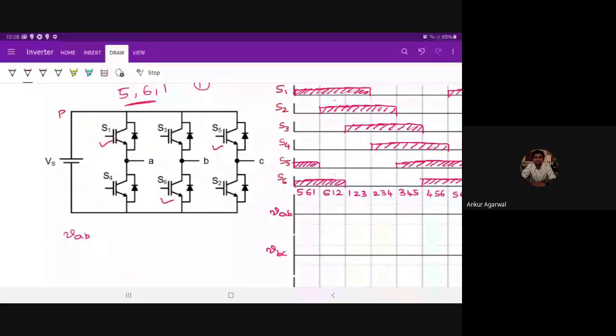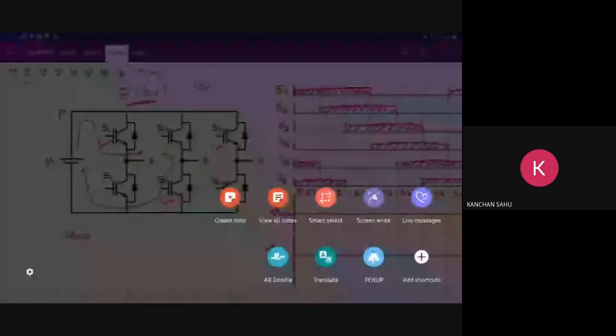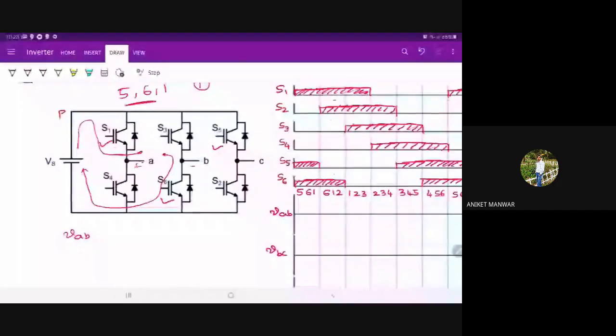When S1 is conducting and S6 is conducting, what is the voltage across A and B? S1 is conducting, so this point is connected here, and this point is connected here. What is the voltage between these two points? A is connected to VS positive, and B is connected to the negative. So the voltage is VS.